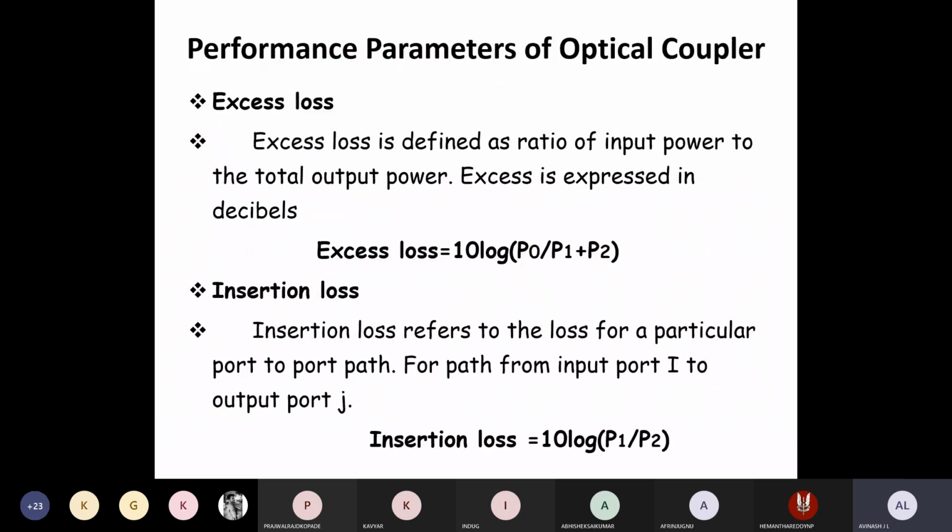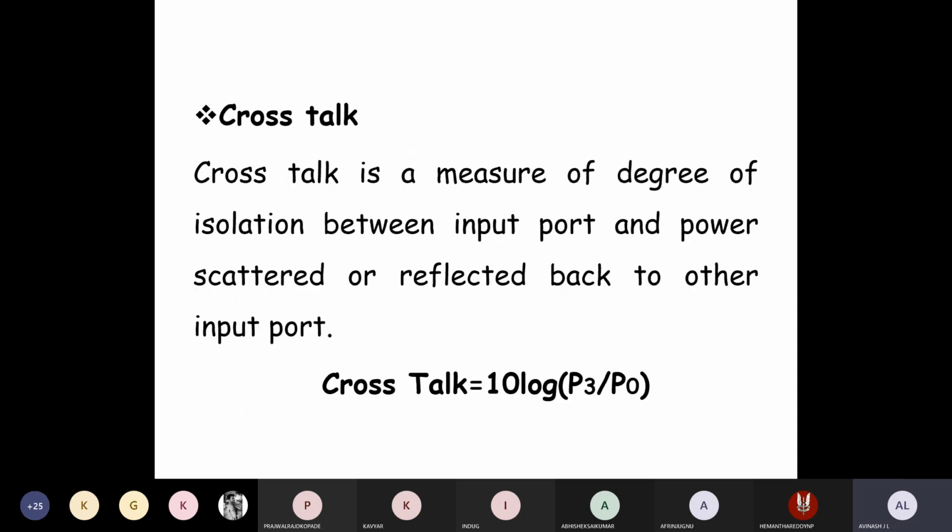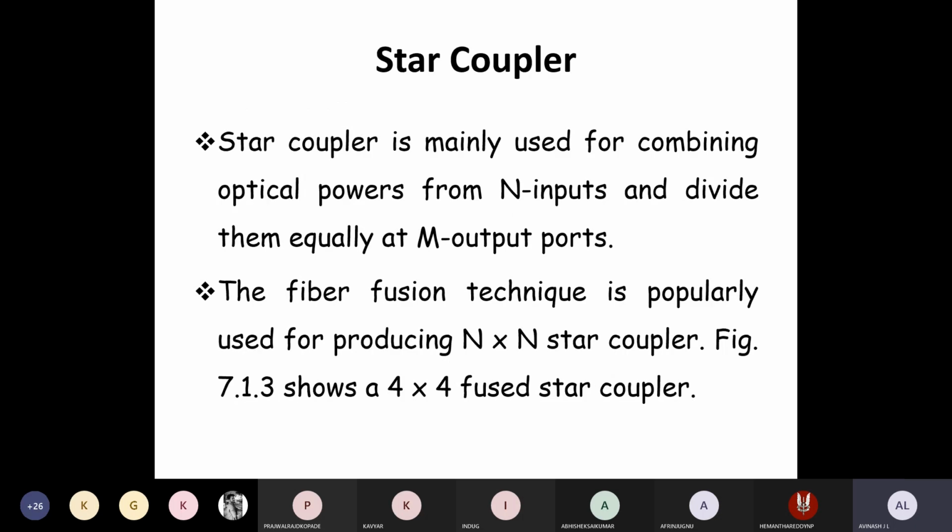What are the performance parameters? For example, if you are taking the performance parameters of an optical coupler, we need to study excess loss, insertion loss, crosstalk and so on. The equations pertaining to these losses we have discussed.